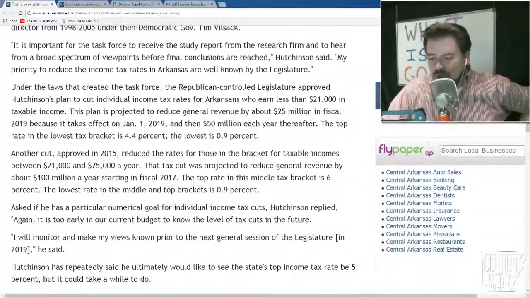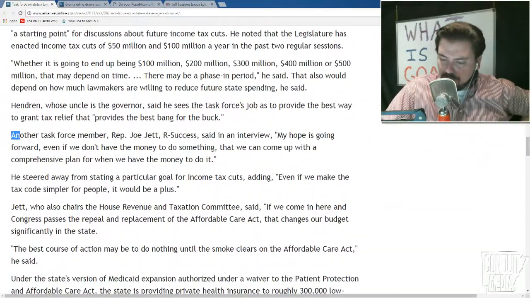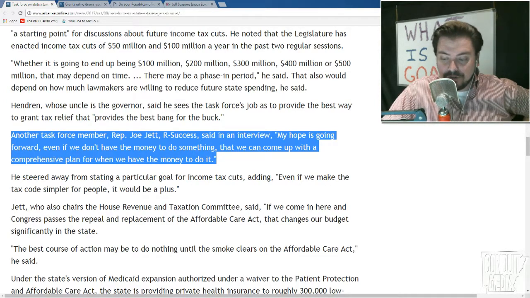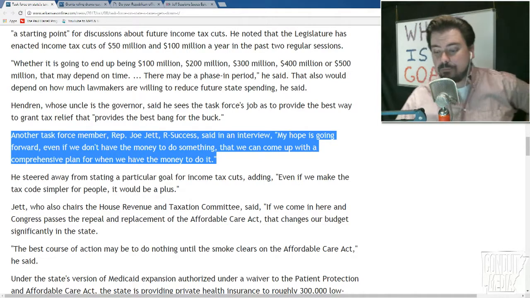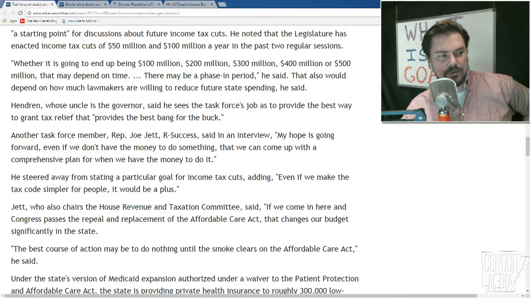Okay. So Michael Wickline writes that another task force member, State Representative Joe Jett, a Republican from Success, said in an interview, quote, "My hope is going forward, even if we don't have the money to do something, that we can come up with a comprehensive plan for when we have the money to do it." Now, what do you interpret that to mean? Sounds to me like he's on the bus with Asa on the idea that we have a revenue problem, not a spending problem. That's exactly right, Joe.